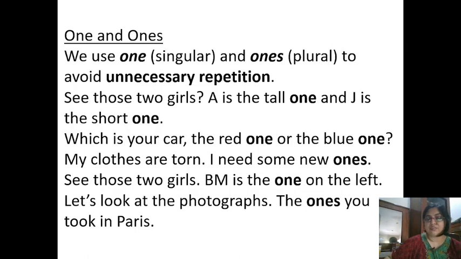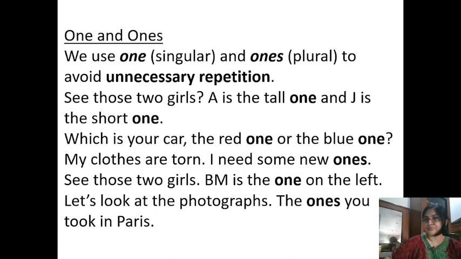One and ones. We use one singular and ones plural to avoid unnecessary repetition. See those two girls. A is the tall one and J is the short one. Now you don't want to say that girl A is tall and girl J is short. So you would just say one and one, because that also serves the purpose of a pronoun. Which is your car, the red one or the blue one? Now naturally you don't want to say the noun again and again, so you will replace it with a pronoun which is one.